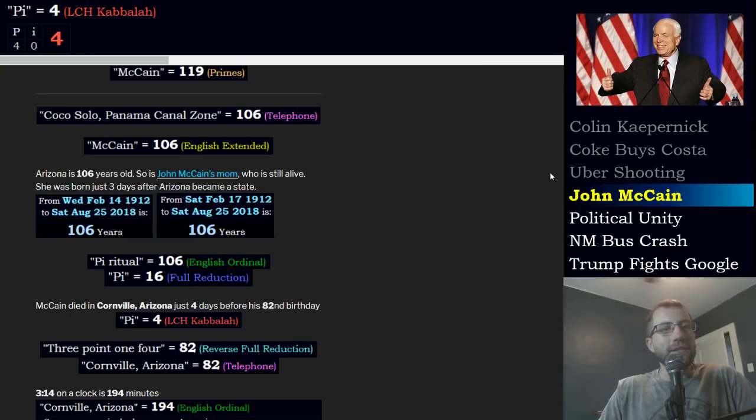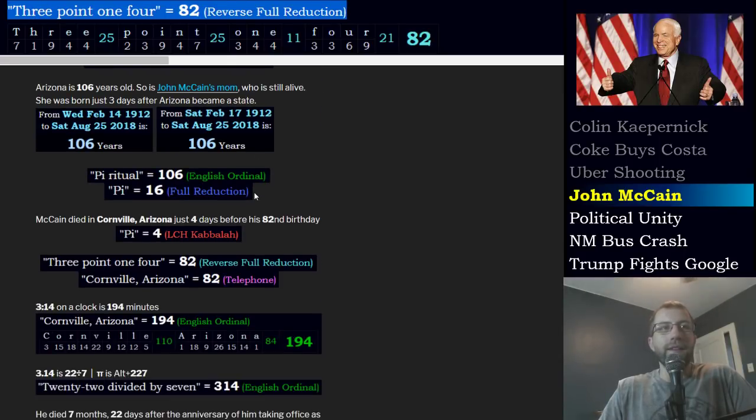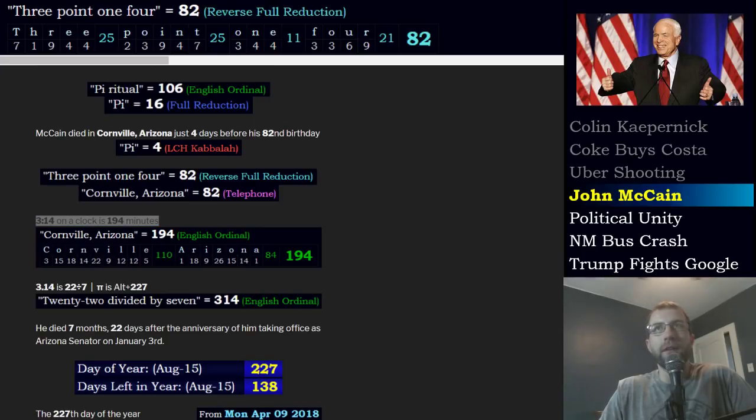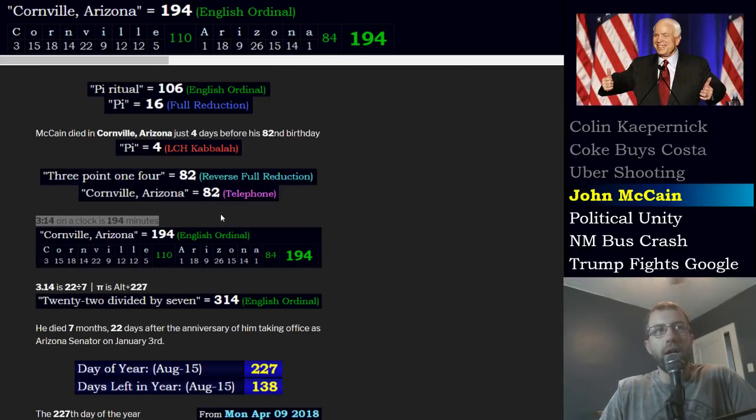In this mysterious LCH cipher, which I almost never talk about because I don't understand it, the word pi equals 4. And John McCain died 4 days before his 82nd birthday. 3.14, which is pi, equals 82 in reverse reduction. The town he died, Cornville, Arizona, equals 82 in keypad gematria. Now, 3 hours and 14 minutes on a clock is 194 minutes. Cornville, Arizona, where he died, equals 194.